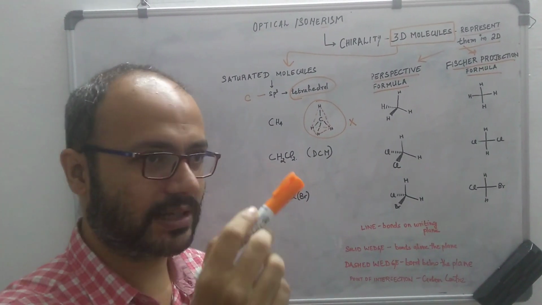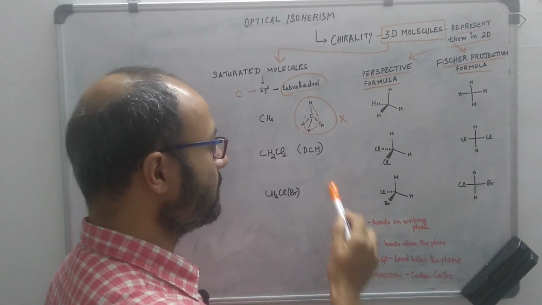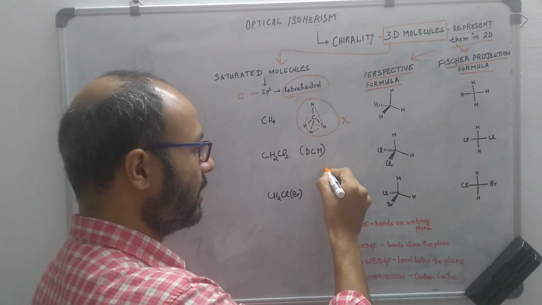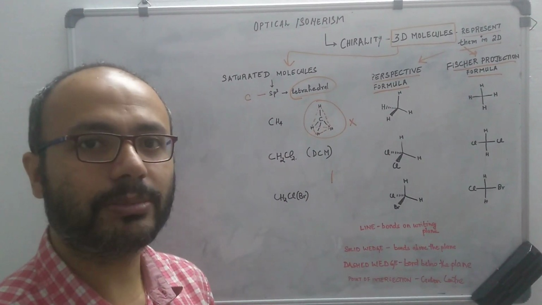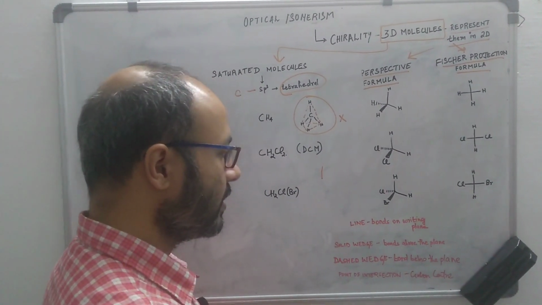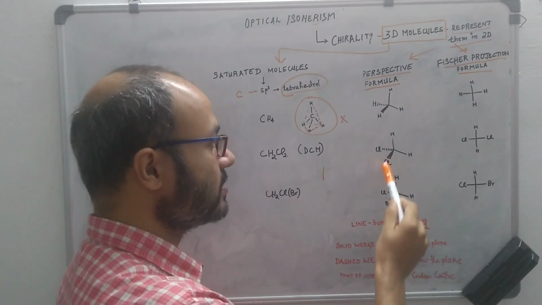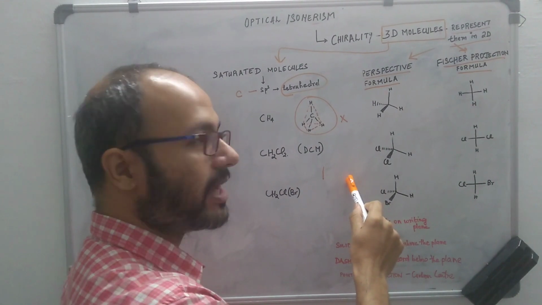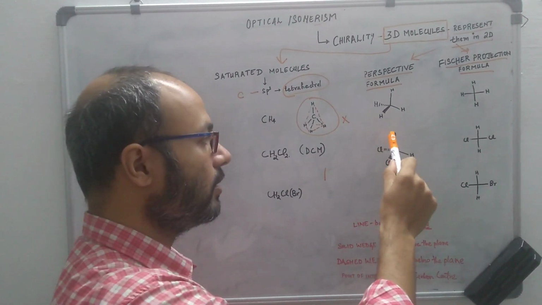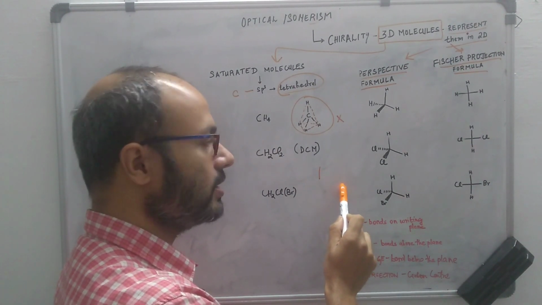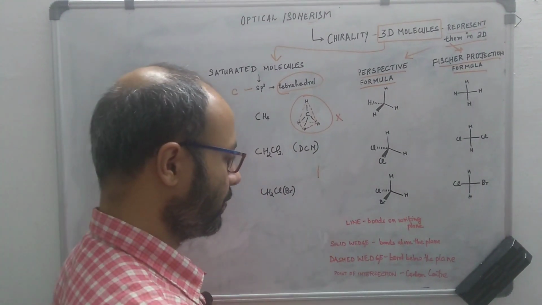Now, in the perspective formula, if you draw a simple line like this, just a simple line, what do you mean by that? It represents the bonds on the writing plane, that means on the plane of the board. Suppose this is my writing plane, that is the board. If I draw like this, that represents the bonds that are on the plane of the board.